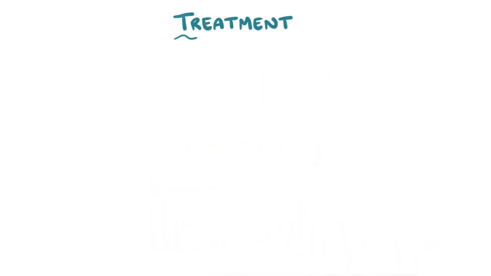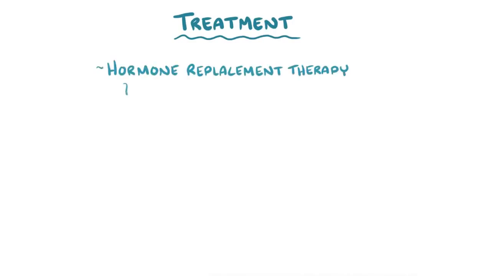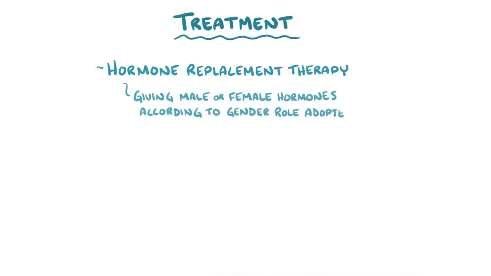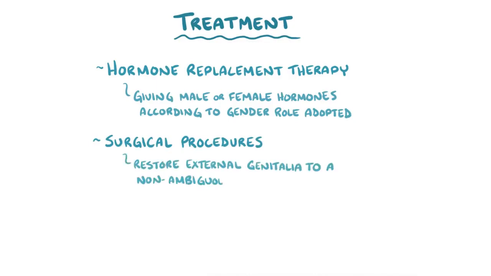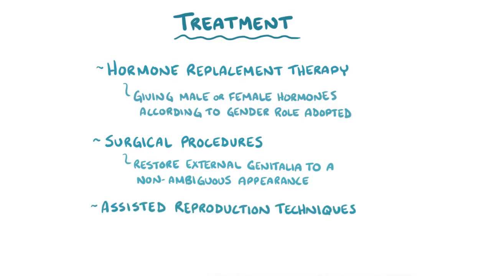Treatment of 5-alpha reductase deficiency focuses on hormone replacement therapy. That means giving male or female sex hormones, according to the gender role adopted by the individual. Surgical procedures can also be done to help restore external genitalia to a non-ambiguous appearance. For those struggling with infertility, assisted reproduction techniques are useful too.